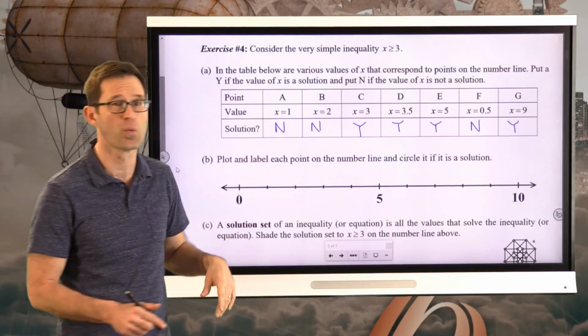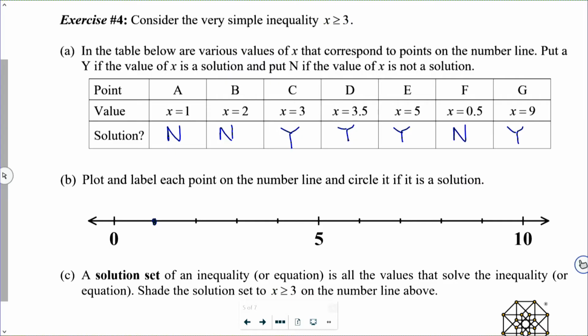So for instance, x equals 1, that's simple enough. That's right here, I'll label an A up here, but I'm not going to circle it because it's not a solution. B is right here, but I'm not going to circle it because it's not a solution. C is right here, I am going to circle it, that was a solution. 3.5, I'm going to have to wing that one a little bit, it's right here, that was a solution. 5 was right here, that was point E, that I'm going to circle, it was a solution.